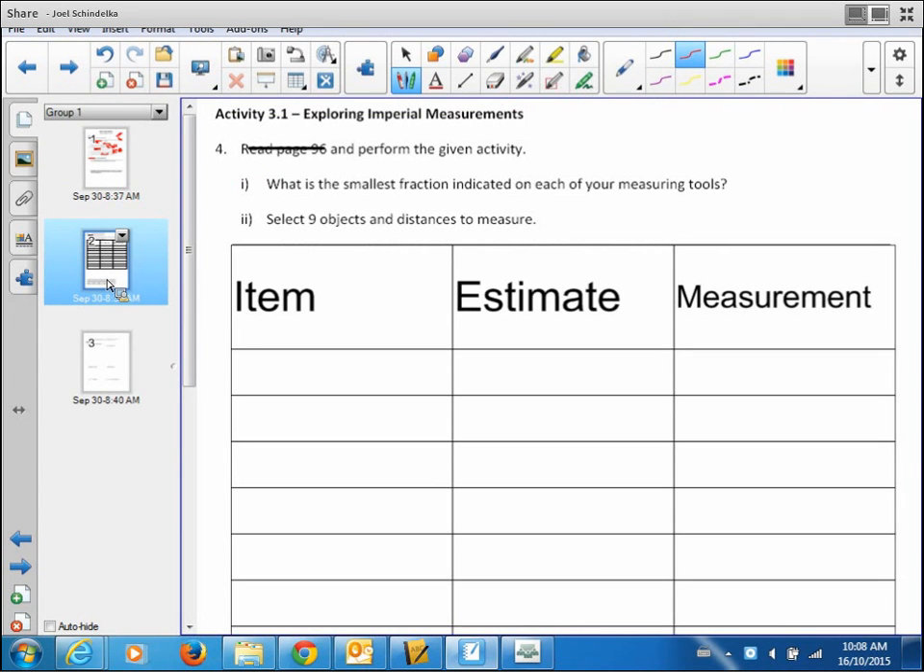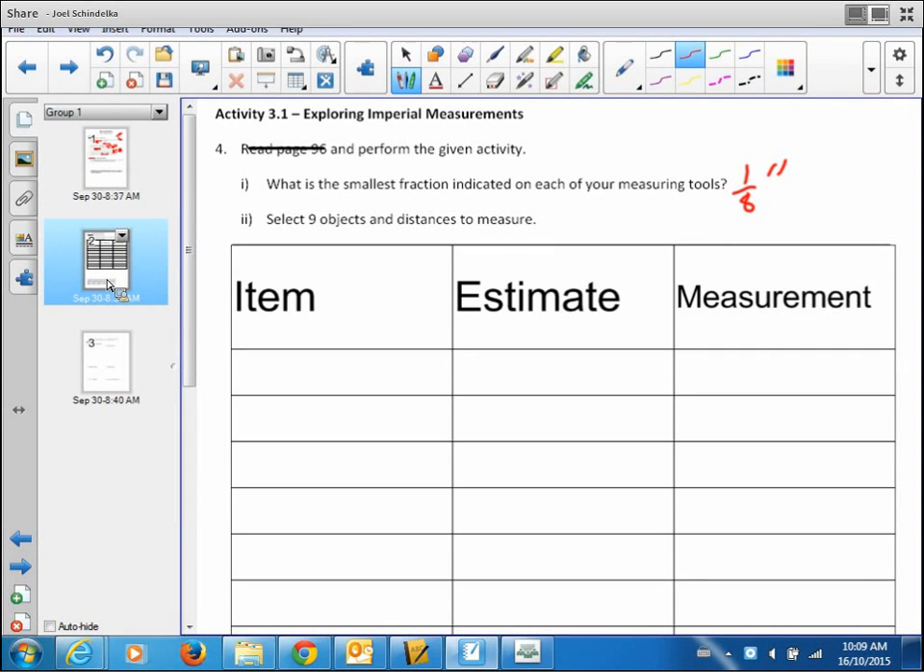What's the smallest fraction indicated on it? We're going to use this inches side, okay? Now, in inches, do you see how each 1 inch is broken up into 1, 2, 3, 4, 5, 6, 7, 8 markings? So that means they're broken up into eighths. Now that's 1/8 of an inch, on the meter square, the reverse side, the yard side.